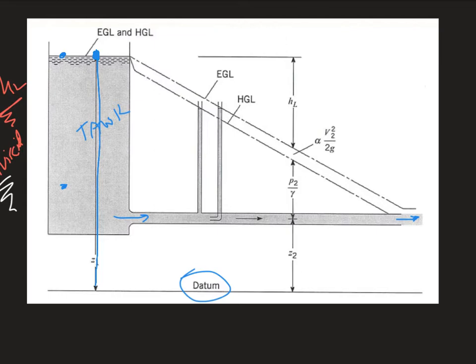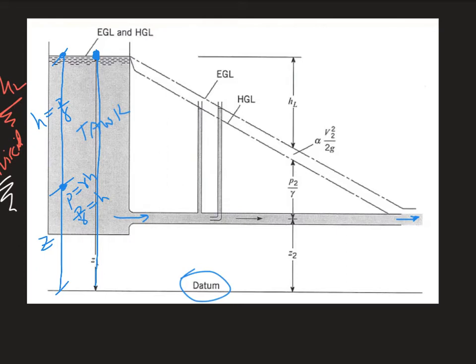Now, what if I wanted to know where EGL is right here? Well, the Z goes to here. That would be Z. But then the pressure right here, well, that's P on gamma. The pressure here equals gamma H, right? Because this is hydrostatic. So if I rearrange this algebraically, I would end up with P on gamma equals the depth, right? So this H right here is P on gamma.